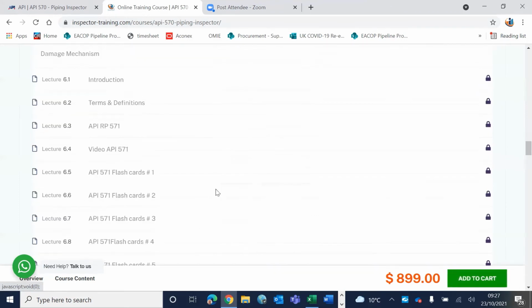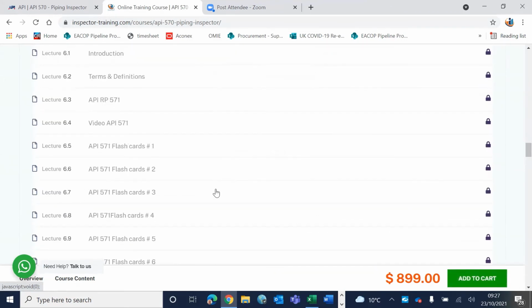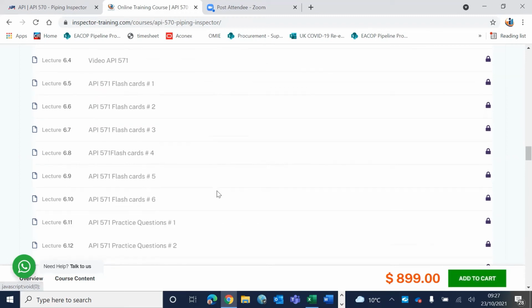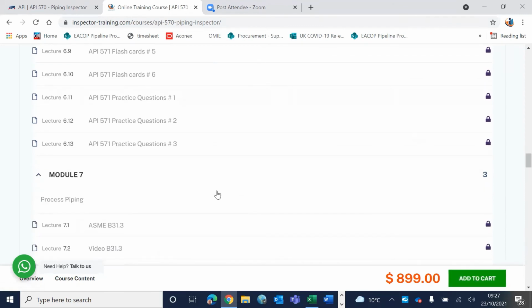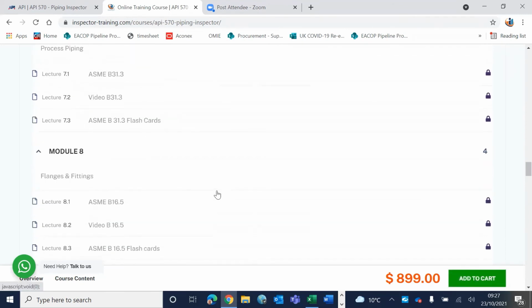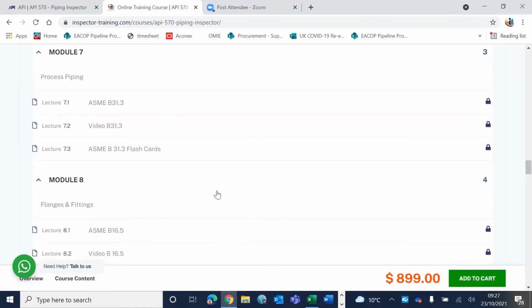Damage mechanism, normally our depth of coverage is commensurate with the number of questions that come, but here we have done more than that because we noticed some of our candidates had difficulty with 571, so we brought more than what is enough. Lots of flashcards and practice questions. So you will receive around 15 questions from this section.